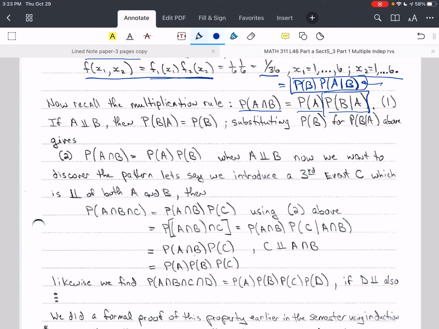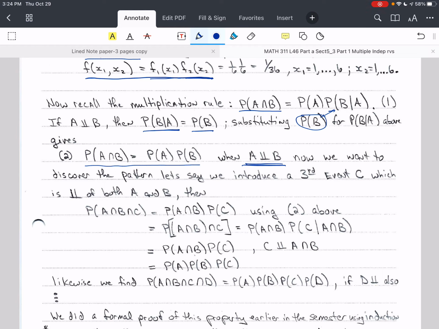If A and B are independent, then the probability of B given A, since B is independent of A, it doesn't matter what result occurred for A, it's still just the probability of B. Now, if we substitute the probability of B in place of the probability of B given A into this equation, we end up with the probability of A and B equals the probability of A times the probability of B. And again, this is only true when A and B are independent. Otherwise, we have to use one of the conditional probability rules.